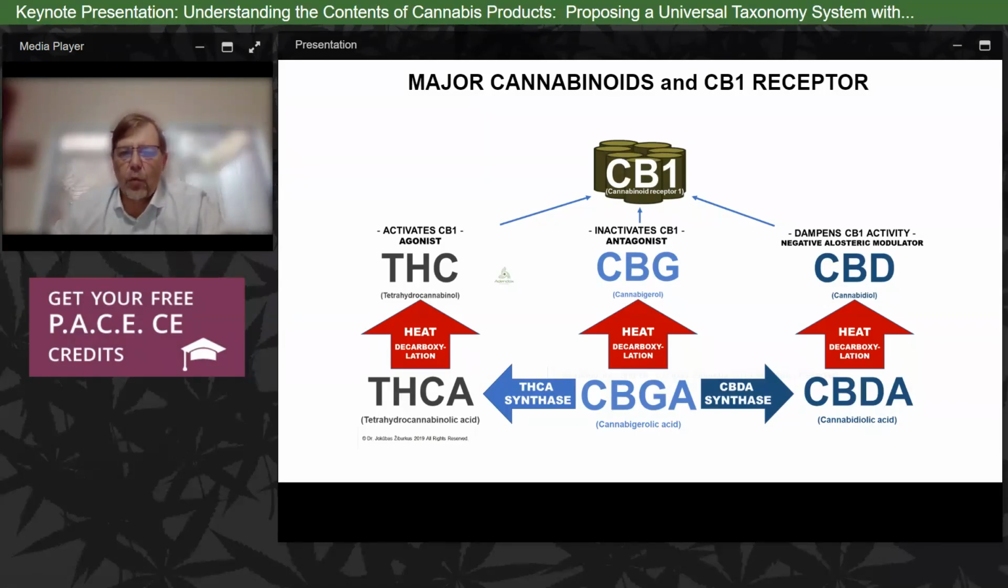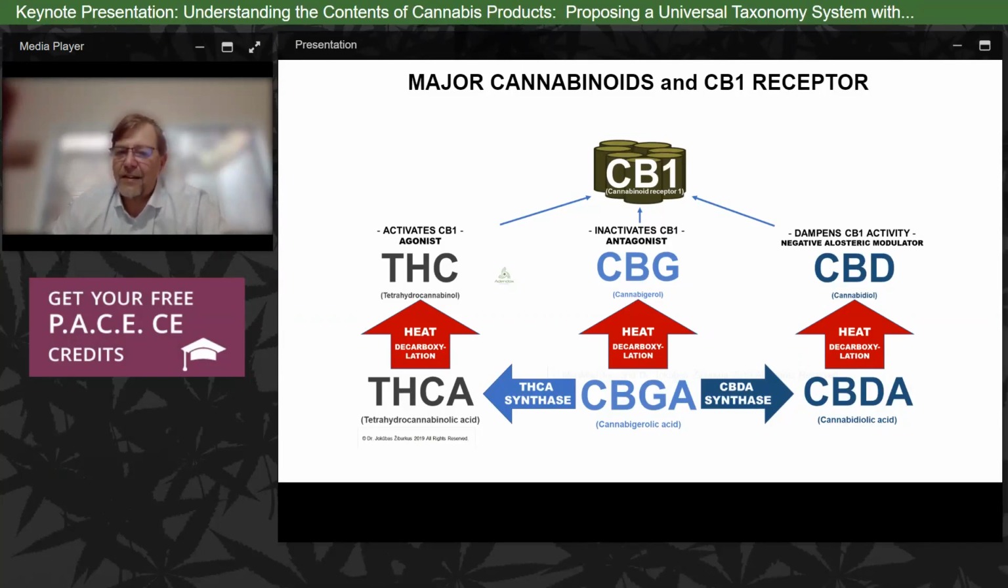In this case, we're going to look at just one receptor target, which is cannabinoid receptor 1, the CB1 receptor. And we will look at the three major phytocannabinoids: CBGA, which is the precursor to CBDA and THCA. The plant will make these acidic versions of cannabinoids. These acidic cannabinoids, with heat, with decarboxylation, with extraction or chemical processing, can turn into the neutral versions. THCA becomes THC, CBGA becomes CBG, CBDA becomes CBD.